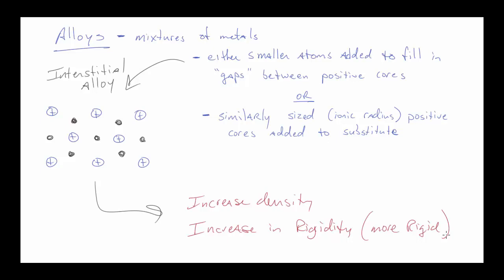That goes back to the example I used earlier: I wouldn't be able to push this positive core around as easily because now there are obstructions in the way. These smaller atoms filling in the gaps give it a different bonding environment and don't allow me to push it through there. Probably one of the most common examples that you have heard about of an interstitial alloy is stainless steel.